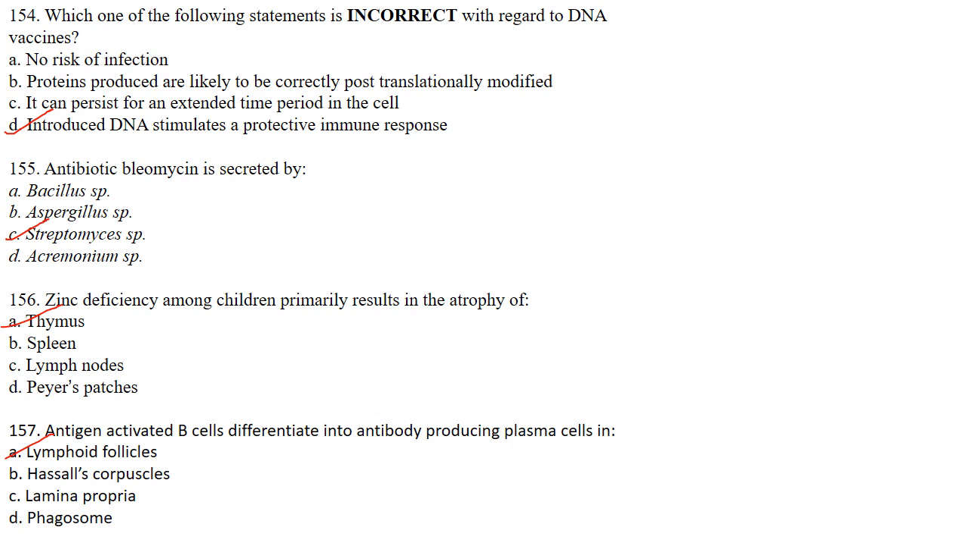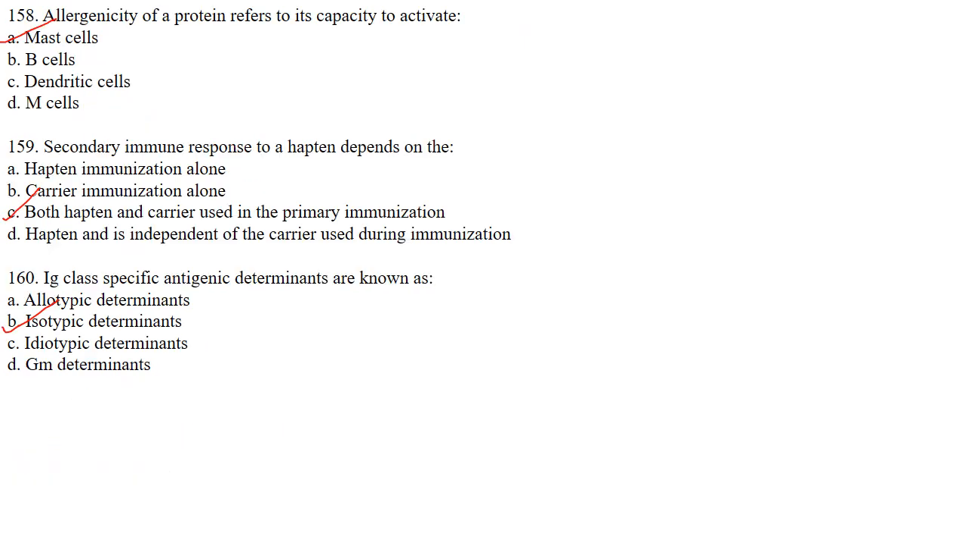Answer is option A. Antigen activated B cells differentiate into antibody producing plasma cells in lymphoid follicles. Answer is option A. Allergenicity of a protein refers to its capacity to activate mast cells. Now IgE produced in response to the allergen binds to the high affinity receptor for IgE on mast cell, basophil and activated eosinophil. So they have given mast cells in the option, that is the correct answer.